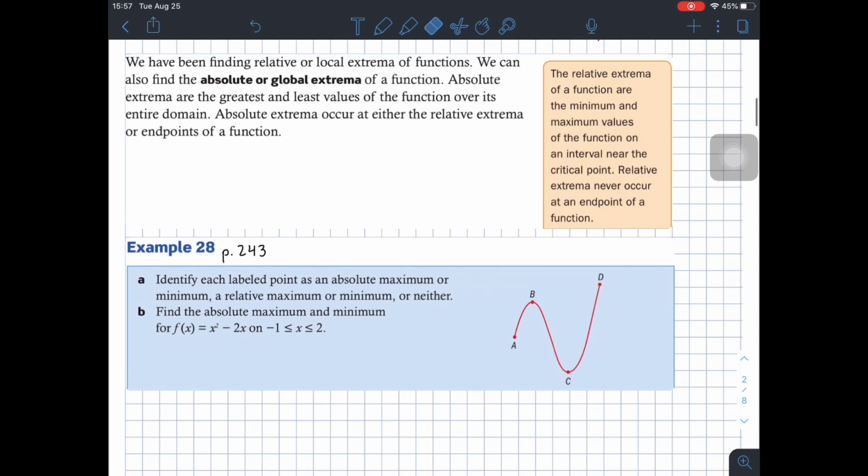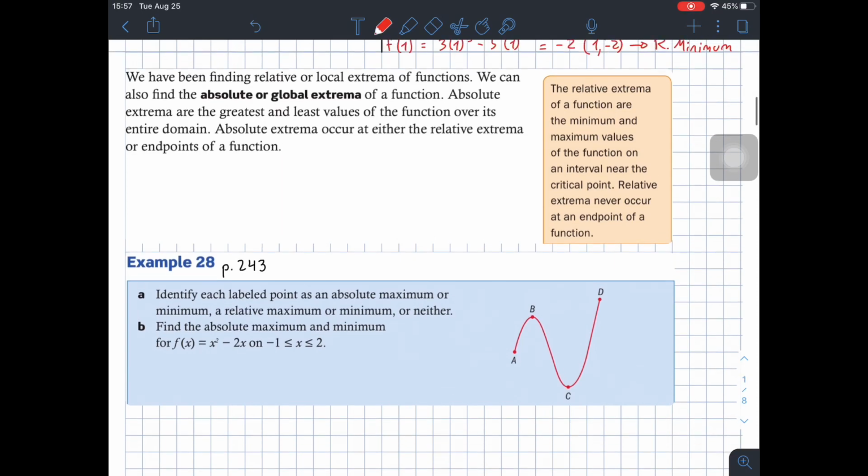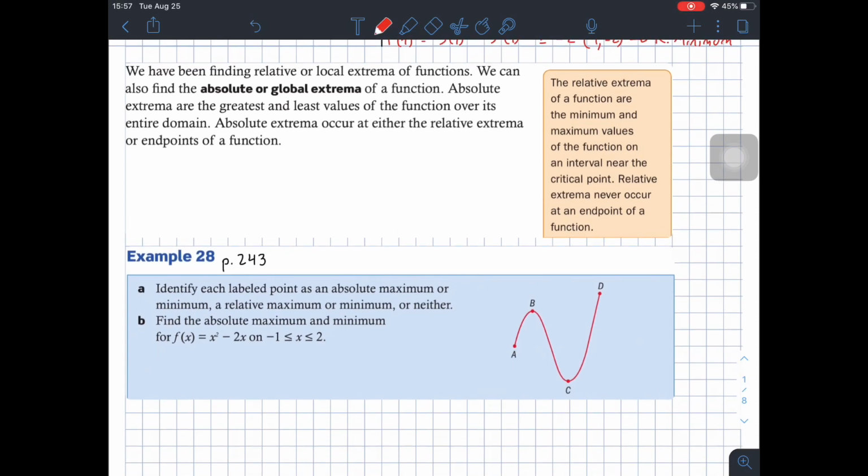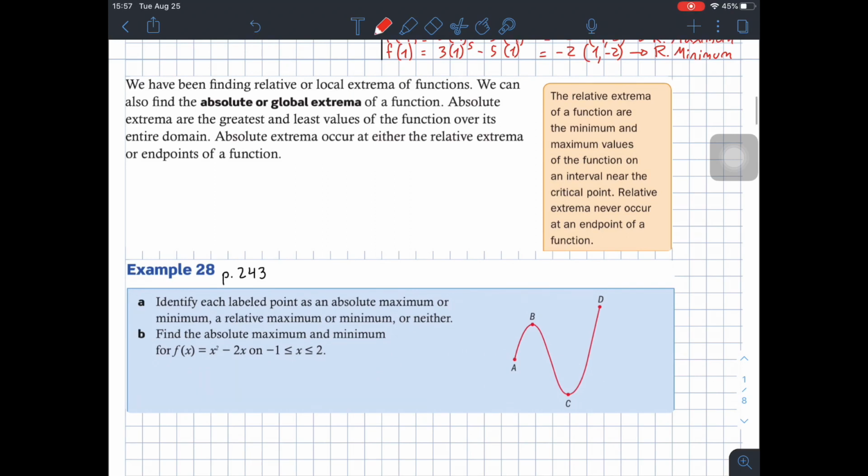Okay, so let's see this problem. Let me write that here for you to remember that. Endpoints, we can say that points A and D of the graph below are endpoints of the function.